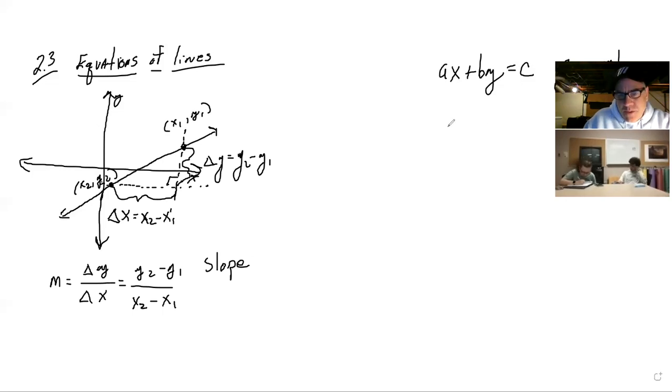So we'll put this in our list here, the slope formula.